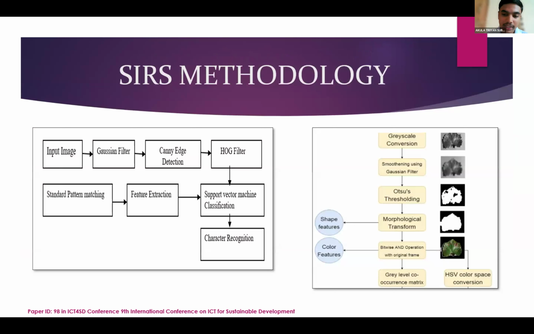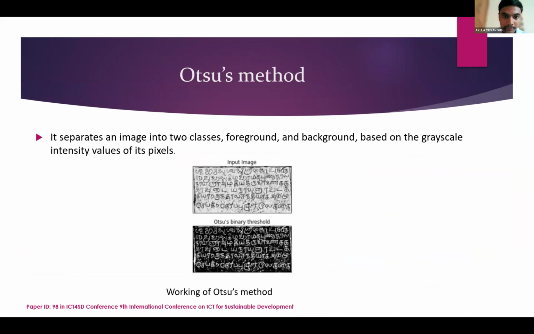The methodology is the one you see on the right. Firstly, we take the image and apply grayscale conversion, then the Gaussian filter, Otsu thresholding, and then the morphological transformation. After applying the HOG algorithm and then the watershed algorithm, you get the proper characters, and you can recognize the objects, that is the characters in this case. The first is the Otsu method. As you can see here, Otsu separates the image into two classes, the foreground and the background.